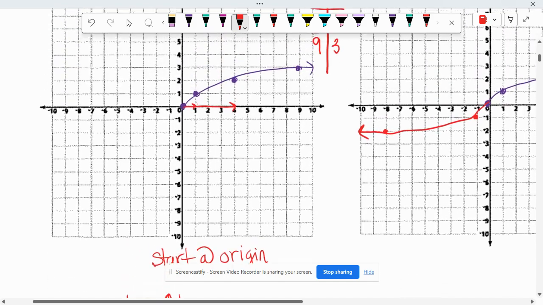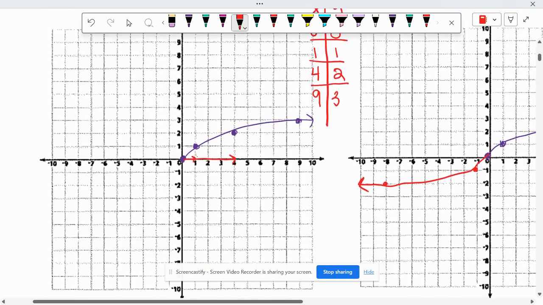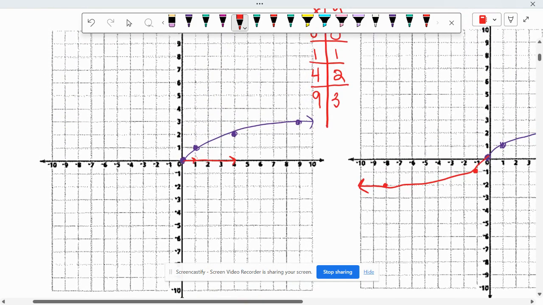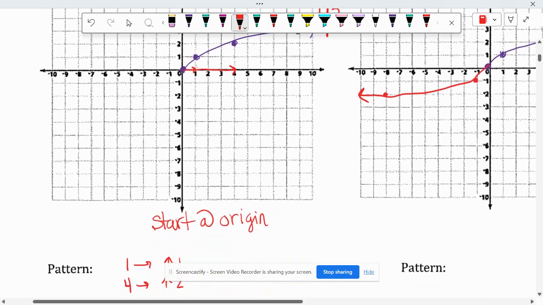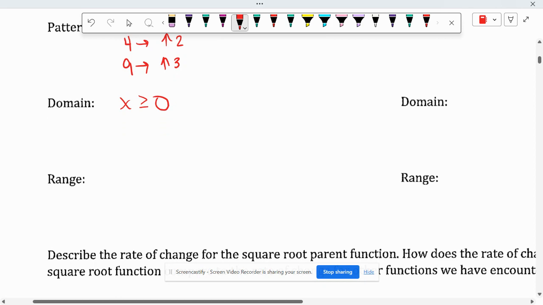Okay. Well, what do we know about the range in this case? What are all my y values? They are also what? They're all positive. Is that what you said, Quali? Yeah, that's the same thing. Y has to be greater than or equal to 0.